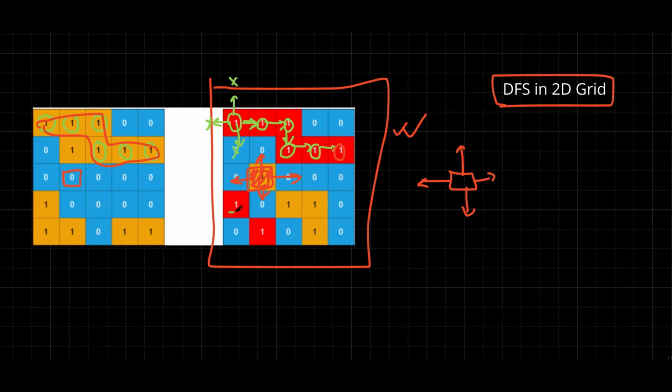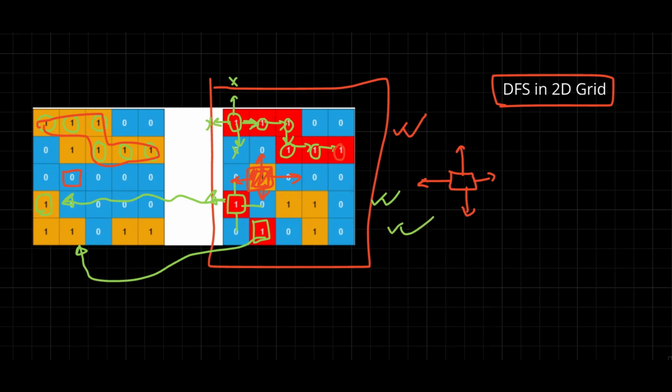Similarly, for this node, which is equal to 1, we cannot move in any of the 4 directions because 3 directions have water and this direction is out of bound. But fortunately, its corresponding node is equal to 1. So we can consider this as one of the sub-islands. Similarly, for this node, the corresponding node is 1. So we can consider this one a sub-island.